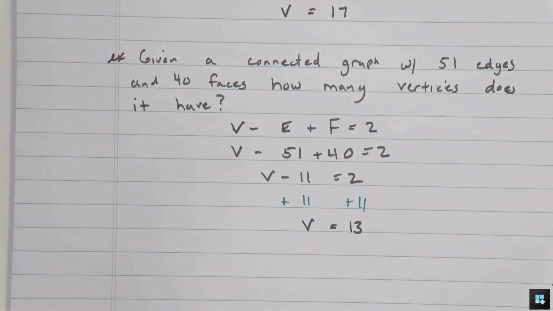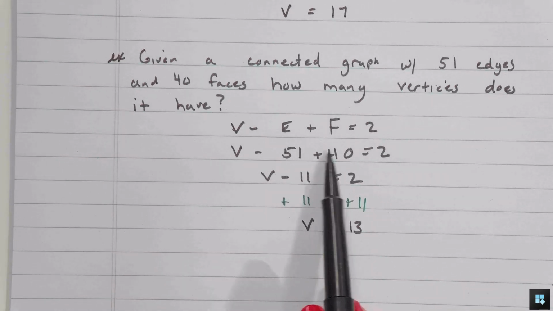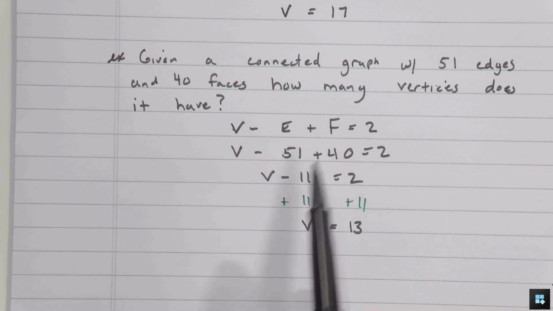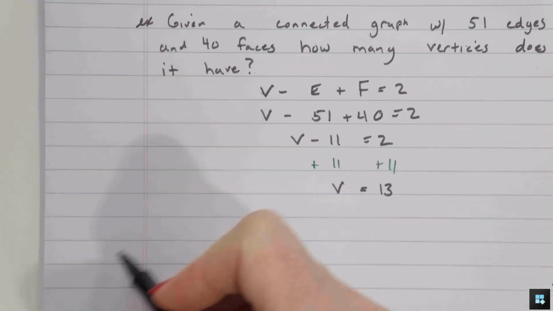So the two numbers that you have in your v minus e plus f equals 2 equation, you can combine together. Okay, if one is negative, then make sure that it gets subtracted from the positive one. Anybody have any questions on using this formula? All right. Well, let's talk about why.